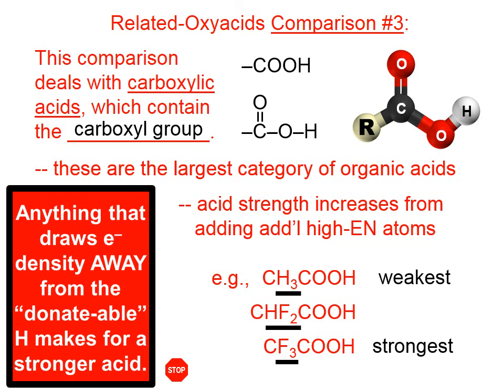Anything that draws electron density away from the donatable H makes for a stronger acid, whether it's a more electronegative atom or additional atoms of the same highly electronegative kind.